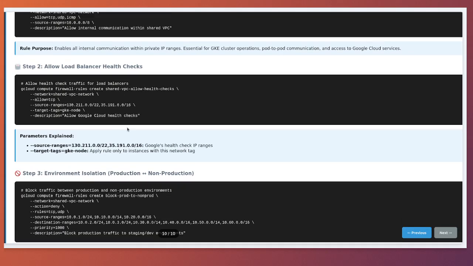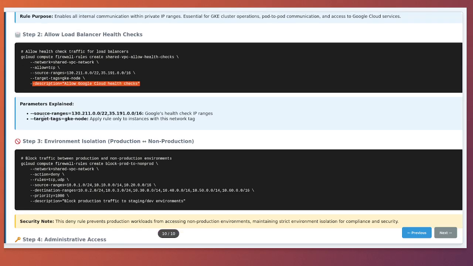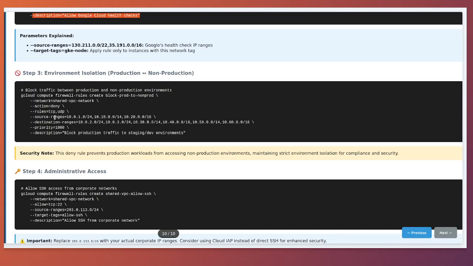The health check rule is crucial for load balancers. Google's load balancers perform health checks from specific IP ranges, and without this rule, your services won't be considered healthy and won't receive traffic. The environment isolation rule demonstrates advanced firewall capabilities. By creating a deny rule with higher priority, we prevent production workloads from accessing staging or development environments. This is critical for compliance in many organizations.